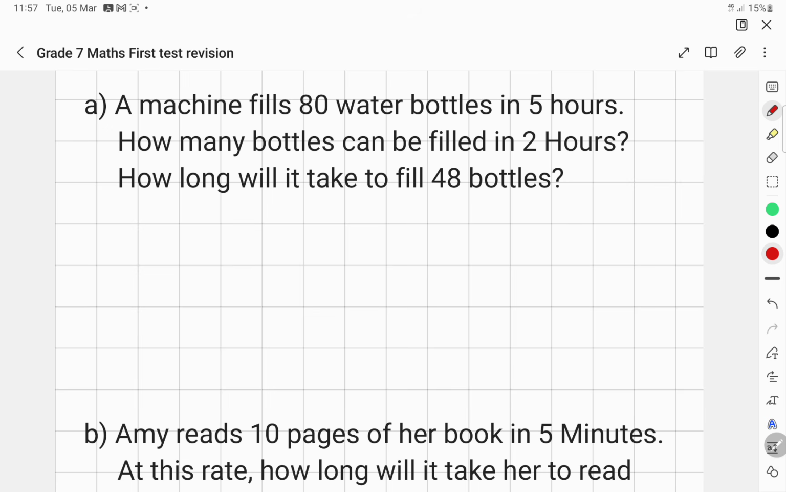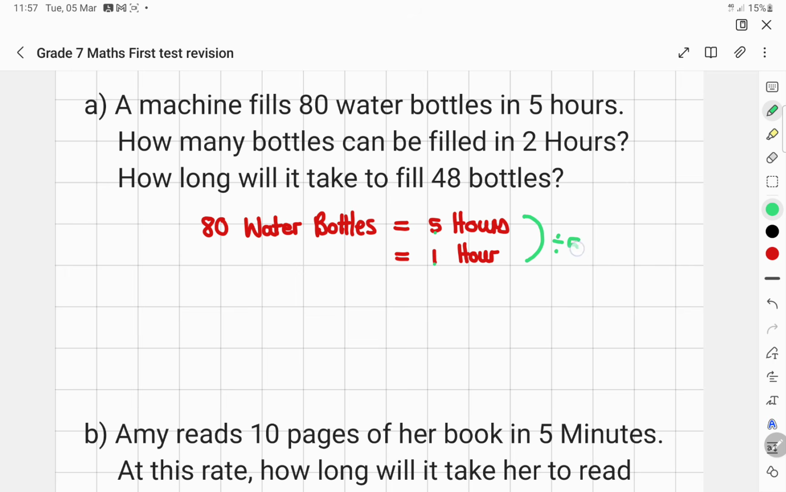Okay, so a machine fills 80 water bottles in 5 hours. So a machine fills 80 water bottles and it takes him 5 hours. So we want to know how many bottles does he fill per hour. So if I want to get per hour, I'll have to get per 1 hour. So I just want to show you how you can do this by writing it out. So how did I get from 5 to 1? By only dividing and multiplying. So I divided with 5.